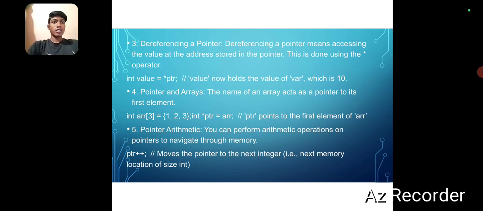Pointers and arrays. The name of an array acts as a pointer to its first element. int array[3] = {1, 2, 3}; int *ptr = array; ptr points to the first element of array. Pointer arithmetic. You can perform arithmetic operations on pointers to navigate through memory. ptr++ moves the pointer to the next integer, the next memory location of size int.